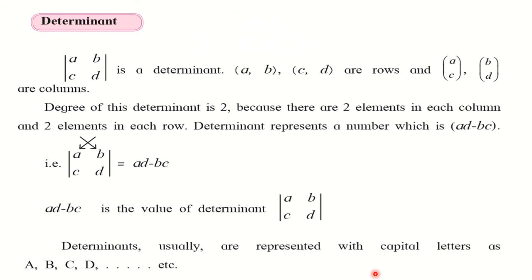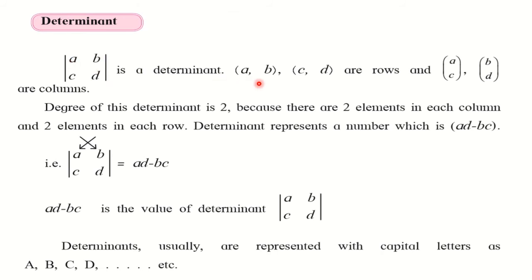Now the second method which we have seen in the topics, that is Cramer's method. But before understanding Cramer's method, you must understand what is determinant, because this determinant we are going to use in Cramer's method. Okay. So when we have four numbers A, B, C, D, and if we arrange them like this, it is called as determinant. Okay.